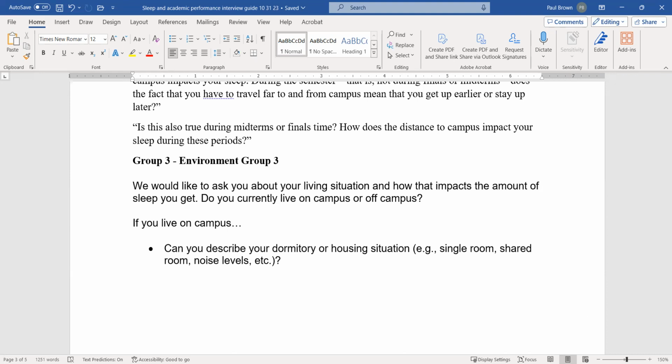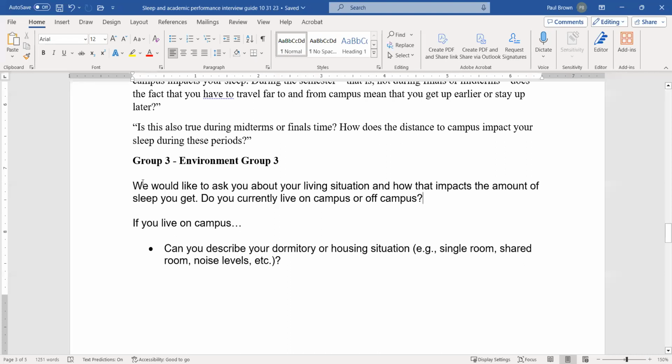Okay, environment group. What do you like about your current situation, how it impacts the amount of sleep you get? And do you currently live on or off campus? Is that a good question? Seems okay, right? So if you ask me, what do I like about my current situation? Well, probably want to split it up into different parts, right?